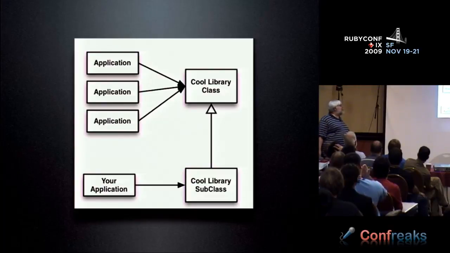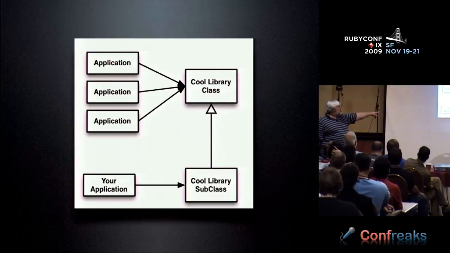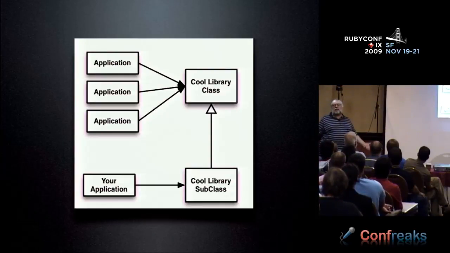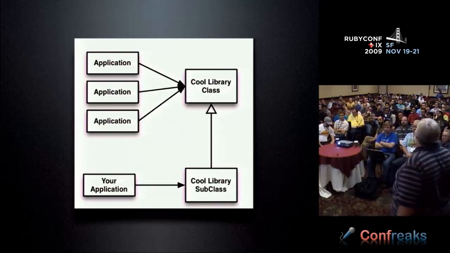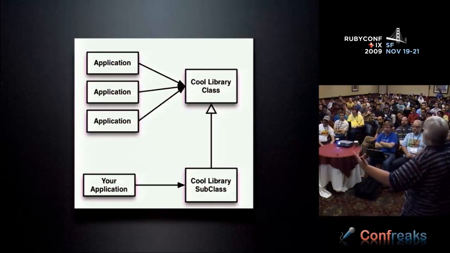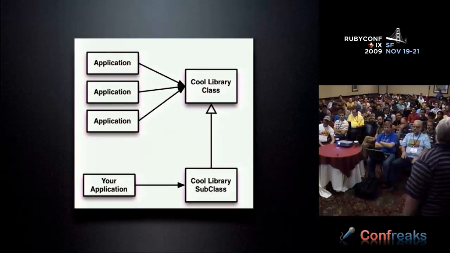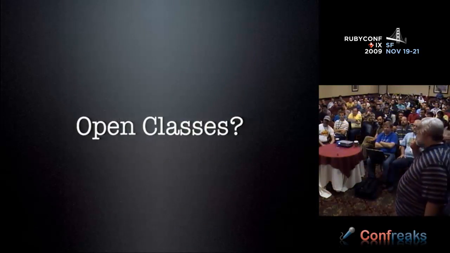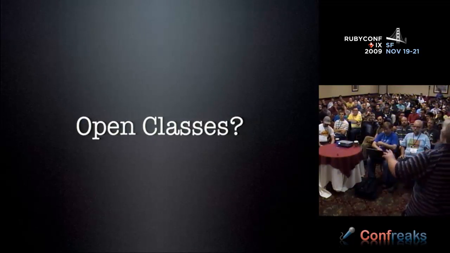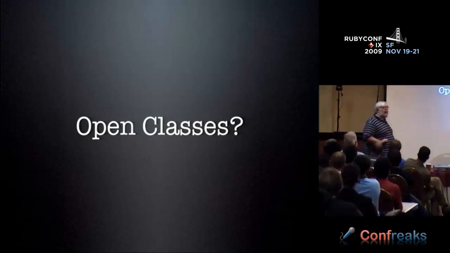A better way is to subclass the one, change the behavior you need in your subclass, and then your application can use the subclass version that you have somewhat of a control over, and yet the original one is still there, and any fixes that go into that will be picked up by yours automatically. Okay, now there's an extra dependency here, and that's fine. I mean, you can't write software without dependencies, but you gain great benefit by doing it this way. Okay. But you say Ruby has open classes.